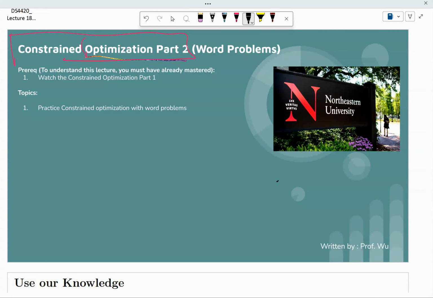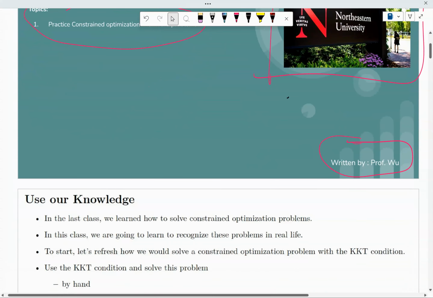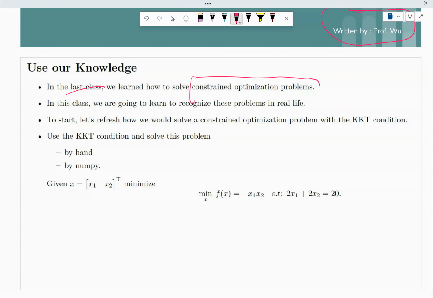So hopefully you've watched part one of the constraint optimization. So we're going to continue with that today with kind of practicing what we've learned. So this is Professor Wu, and this is course at Northeastern University. So let's try to do a quick refresher of what we learned last time. In the last class, we basically learned how to solve basic constraint optimization problems.